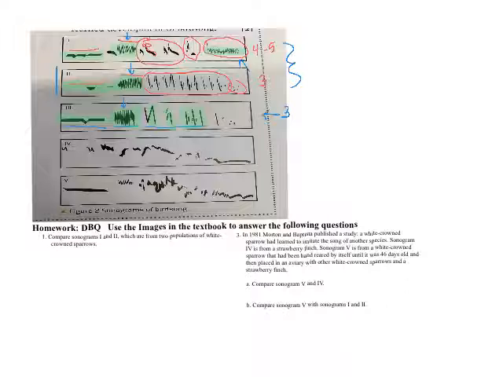So question 3. In 1981, Morton and Baptista published a study. A white-crowned sparrow had learned to imitate the song of another species. Sonogram 4, so that's this one, is from a strawberry finch. Sonogram 5 is from a white-crowned sparrow that had been hand-reared by itself until it was 46 days old, and then placed in an aviary with another white-crowned sparrow and a strawberry finch. Okay, so this one is a strawberry finch.